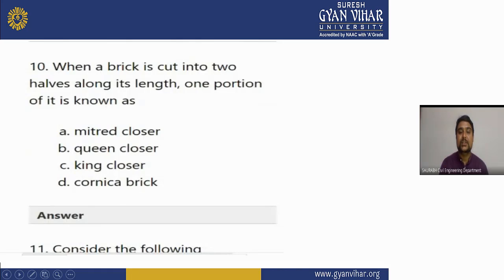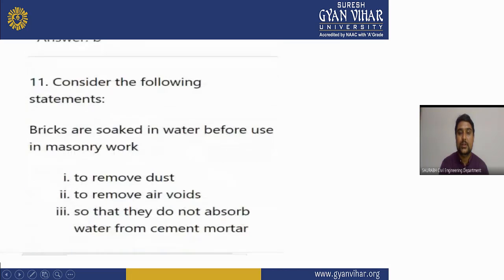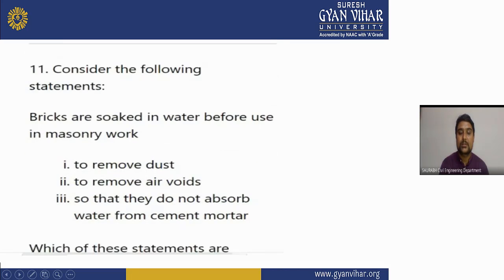When a brick is cut into two halves along its length, one of the portions is known as mitred closure, queen closure, king closure, or bevelled closure. Here, your right answer will be queen closure. Now come on the next question. Consider the following statement.